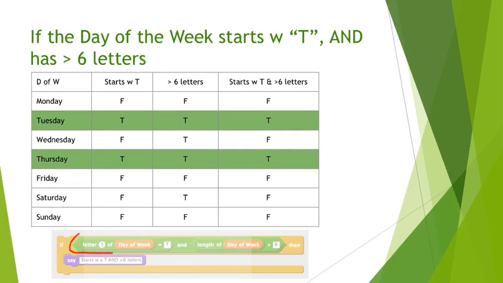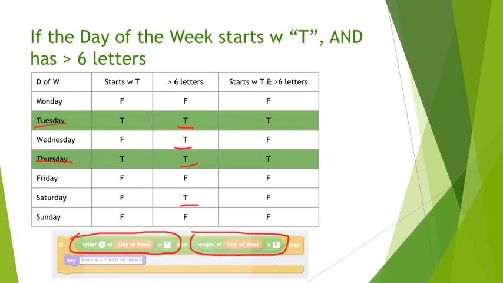If, then you have this little code right here: if letter 1 of day of the week. So day of the week is a variable that contains different days of the week, so Monday, Tuesday, Wednesday. If letter 1, in other words the first letter of day of the week, is a T, okay, we figured out that was true with Tuesday and Thursday, and the length of the day of the week is greater than 6. So day of the week could be Monday, Tuesday, Wednesday, Thursday. If the length of it, meaning how many letters it has, is greater than 6, that's going to be the ones we talked about before, which is Tuesday, Wednesday, Thursday, Saturday.